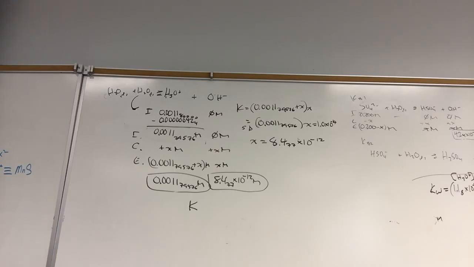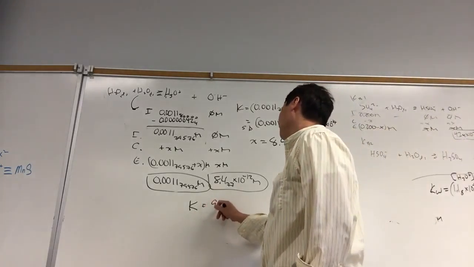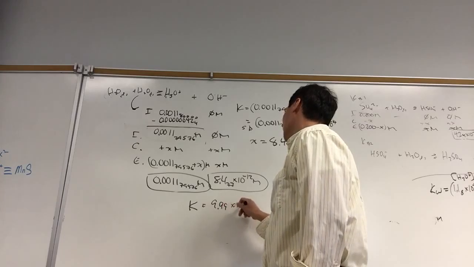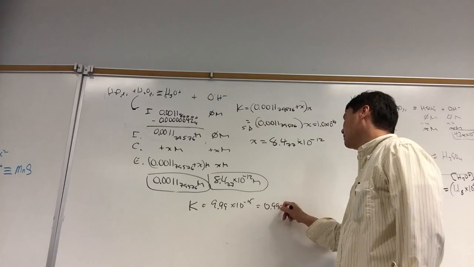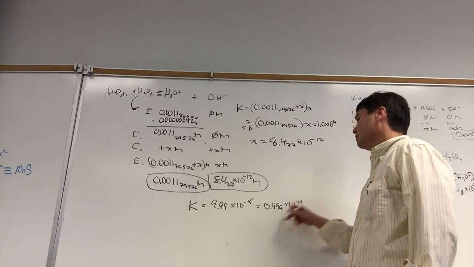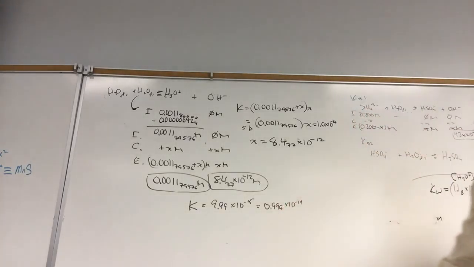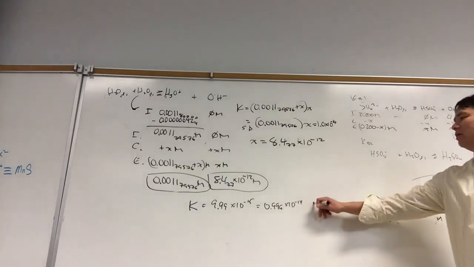Yeah, 9.99 times 10 to the minus 15. If we change this to times 10 to the minus 14, that's 0.999 times 10 to the minus 14, which is pretty much rounds to 1. So this is good. This checks out.